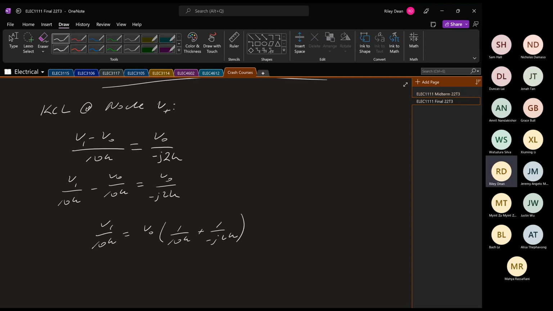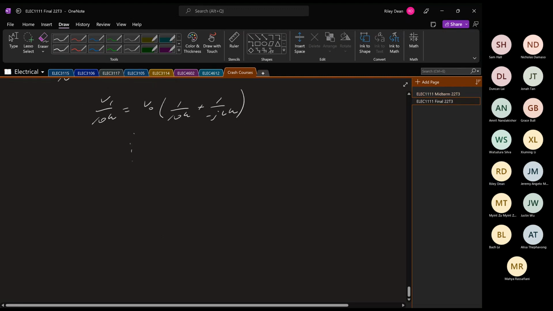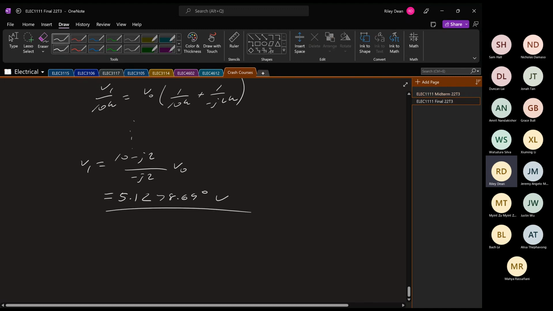Okay. And from there, that could just be rearranged to give V1 equals 10 minus J2 over minus J2 V0. And we can actually use that factor. So I'll just quickly calculate that, which gives us 5.1 angle. I'm in radians, delightful. Okay. Anyway, so that is our second equation.